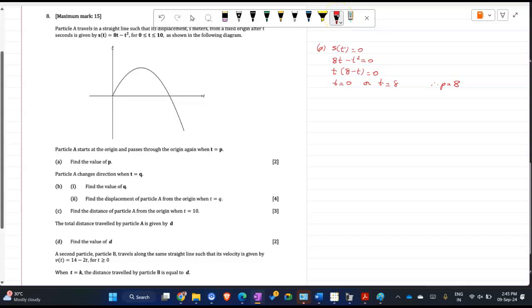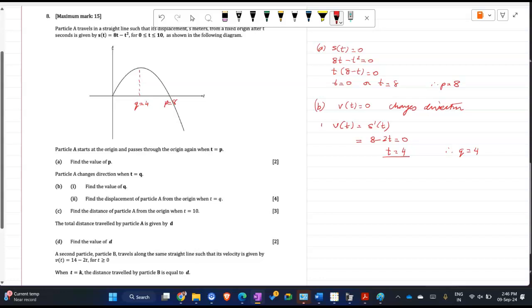Fine. Change in direction. When does the particle change direction? A particle changes direction when the velocity is 0. Remember that, don't forget this. So find the derivative. Velocity is the derivative of this. So 8 minus 2t is equal to 0. So t is equal to 4. So basically this is q. This is p. Therefore q is equal to 4.